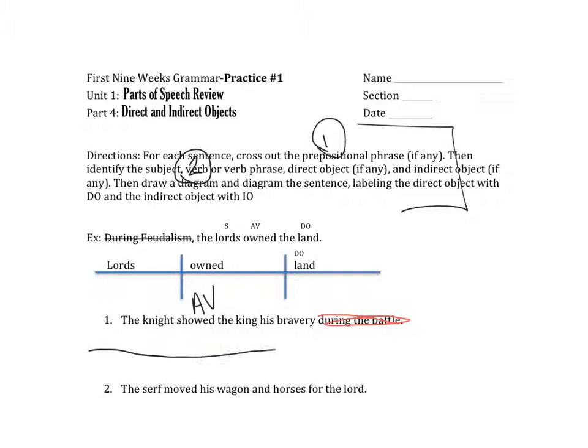So in my diagram, the verbs always went just to the right of the subject. Now we're going to ask, do I have a helping verb with that action verb? Nope, I don't. So finally, or almost finally, sorry, then I would say, okay, who showed? The knight showed. There's my subject. Okay. That's what the diagram used to look like.